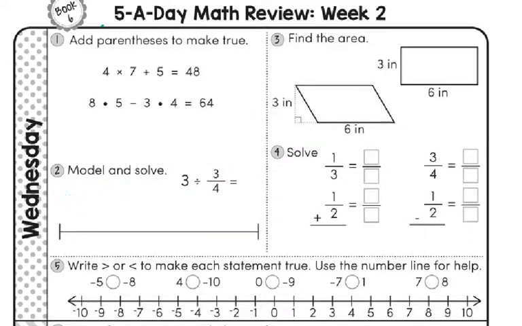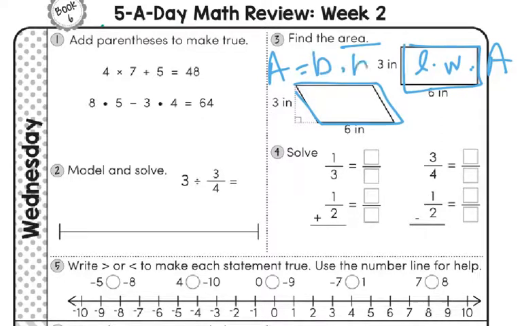Question number 3 for Wednesday, find the area. To find the area of this shape right here, which is a rectangle, we just do length times width for our area. And this shape right here is a parallelogram, and it is basically the same idea. We do the base times the height, which are the 2 measurements that they gave us. And then remember, when we find the area, our answer is in square inches, since they're talking about inches in this problem.